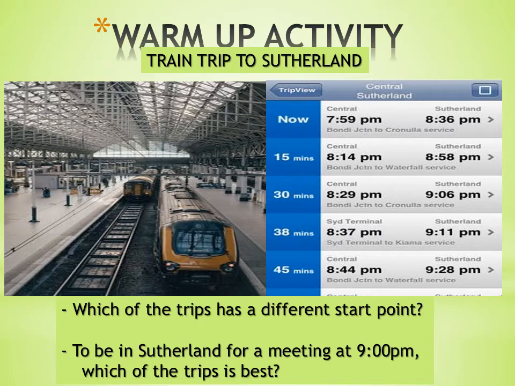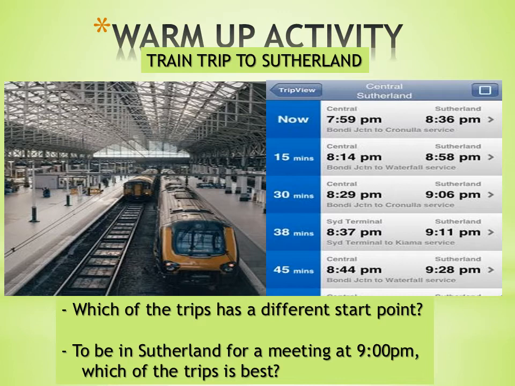Okay, so here is what I want you to do from this train trip to Sutherland. They all have the same destinations, okay? But there is one of the trips that has a different start point. One of the start points is 7:59. The train leaves by 7:59. The other one 8:14. The other one 8:29. The other one 8:37. And the other one 8:44.